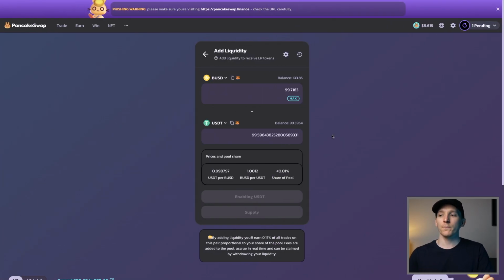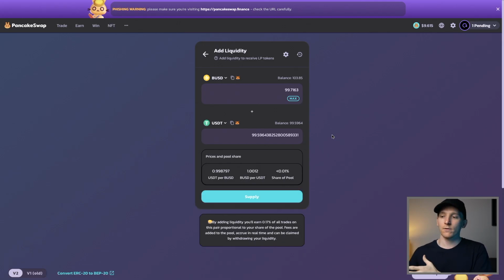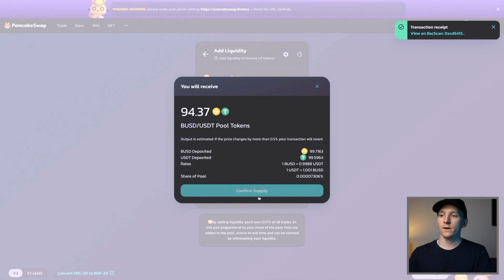If you need to do this for BUSD as well, you'll have to pay an enabling fee. So that'll be 20 cents for the pair. If you have some other tokens, obviously you need to do that as well, but you can see that's happened very quickly. So now I can come ahead and supply. So click supply right here.